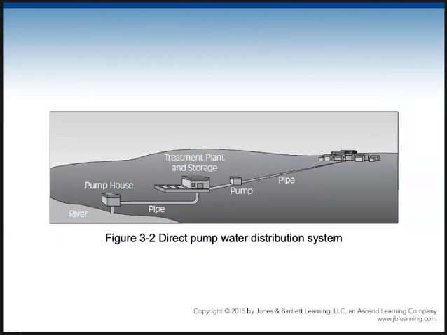Here's a diagram of a direct pump water distribution system, and again, just standalone this way is not very common, but in a community that might be right next to a river, they can do this, in places along the Ohio, the Mississippi, and some of our other bigger rivers in the United States. They might have a pump house that's down at the river, pumps the water out of the river or lake up into a treatment plant where they treat the water so it's safe for us to drink and use. Then another pump pumps it up to the community.